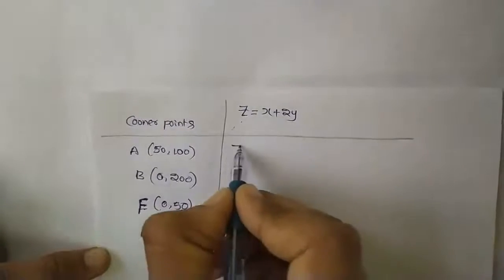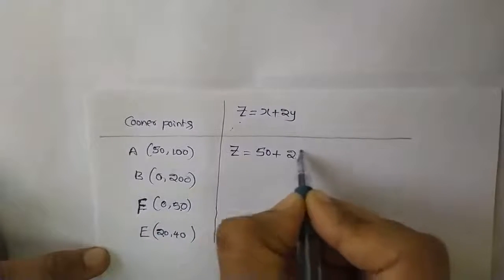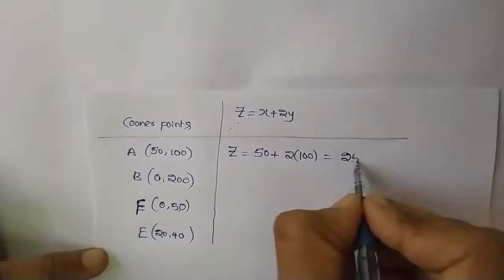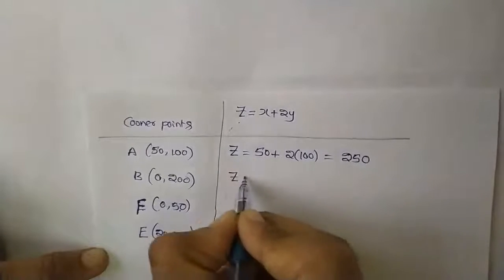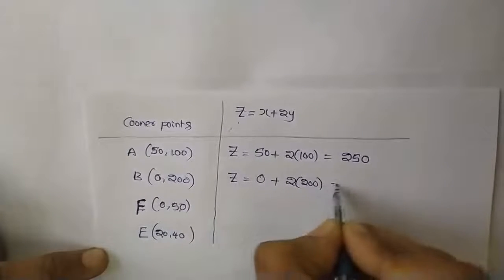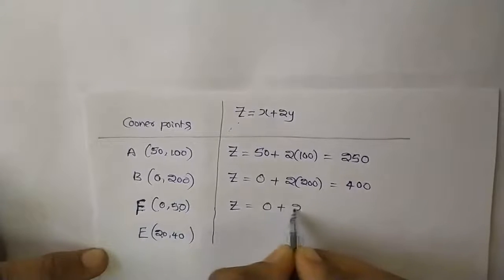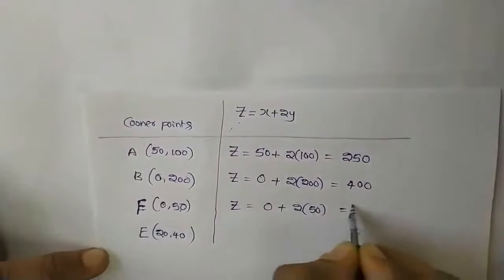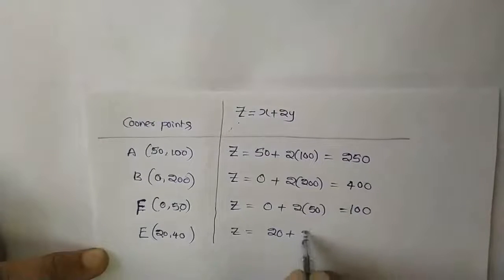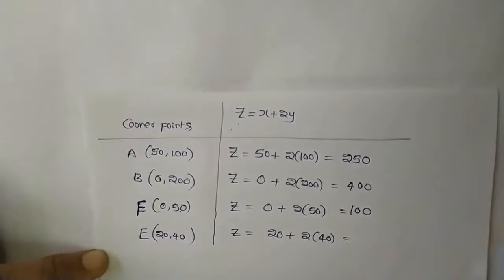Substitute these points in this function. Z equals 50 plus 2 into 100. How much? 250. Next, Z equals 0 plus 2 into 200, 400. Next, Z equals 0 plus 2 into 50, 100. Next, Z equals 20 plus 2 into 40. How much? 2 into 40 is 80. 80 plus 20 is 100.